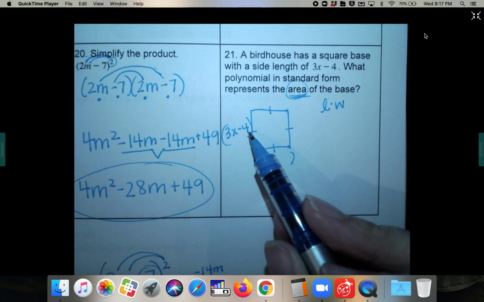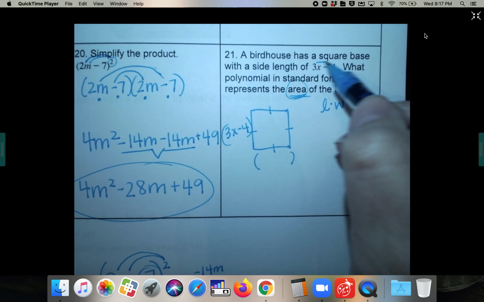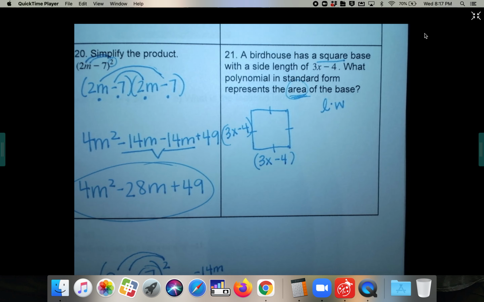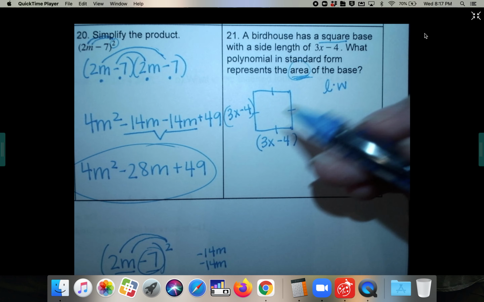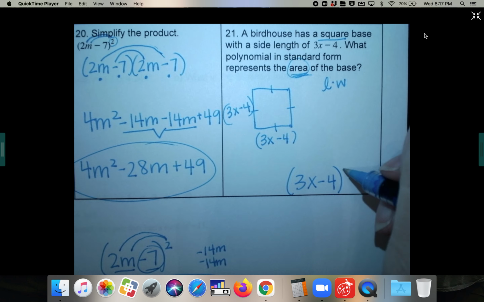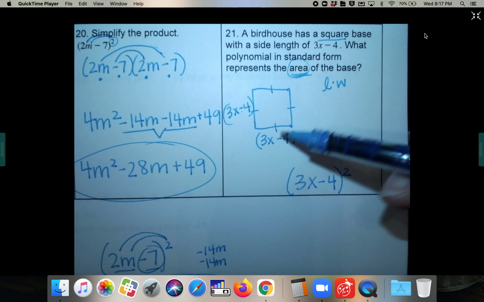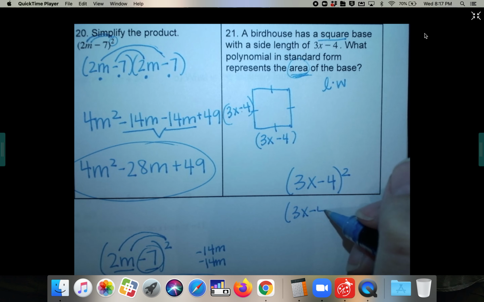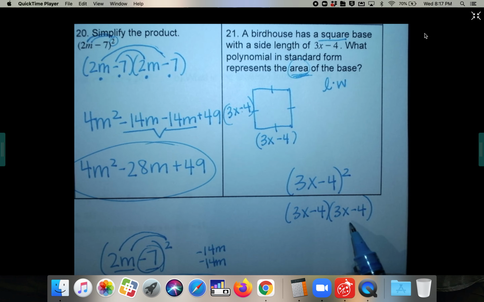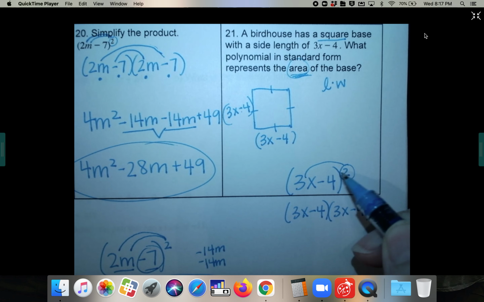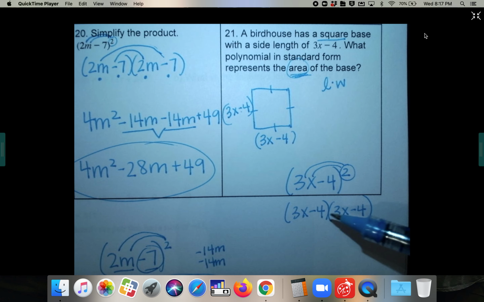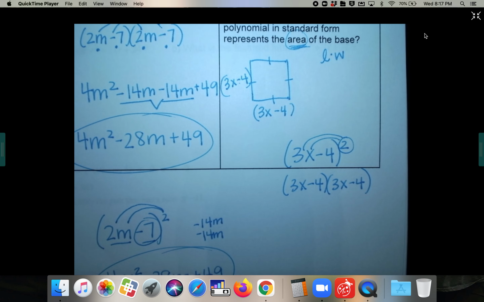And if the length is 3x minus 4 and it's a square, then that means the width has to also be 3x minus 4. So what they're saying in a fancier way is that 3x minus 4 is going to be squared, because length times width is 3x minus 4 times 3x minus 4. So you can either FOIL this, box it, or you can do my little squared trick as long as you remember to give it to both the 3 and the x. However you want to do this to solve it is fine by me.